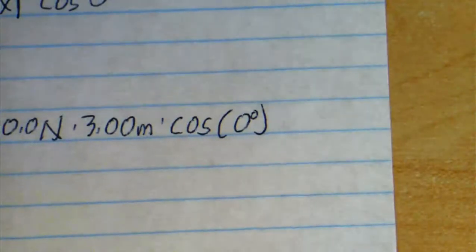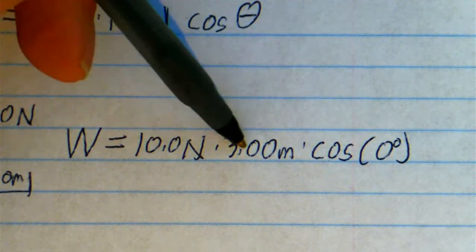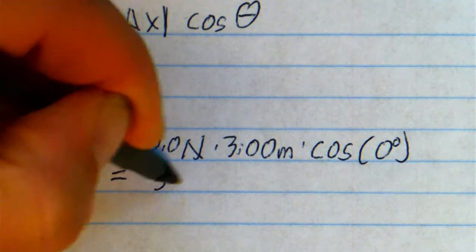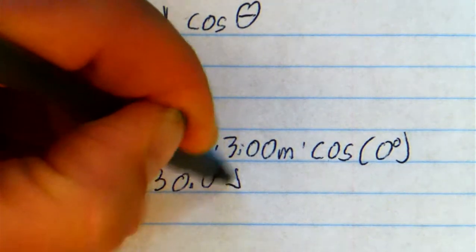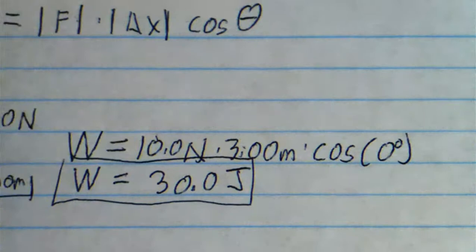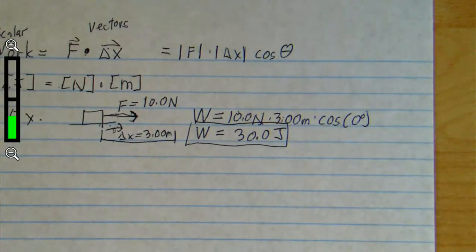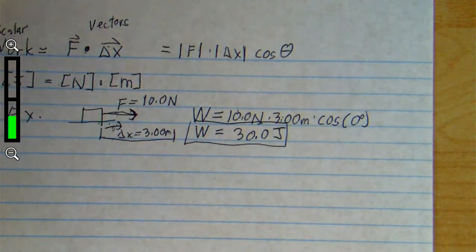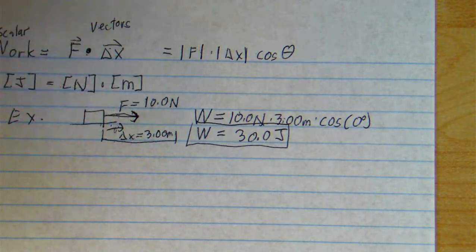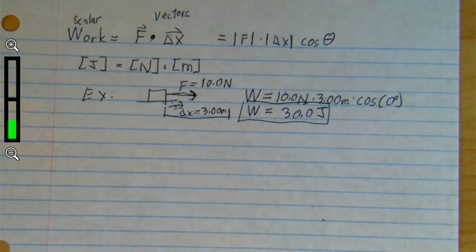So in this case, you can do it in your head. Cosine of 0 degrees is 1. 1 times 3 times 10 means 30.0 joules of work is done in this example. 30.0 joules of work is done when a 10 newton force acts over a displacement of 3 meters. Let's do another example.